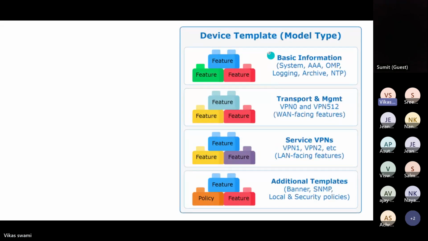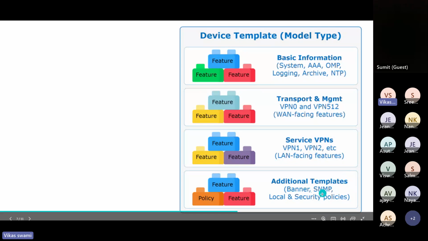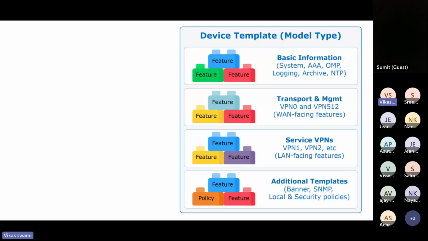So a device template is nothing but multiple feature templates combined into one device template. So you will have small features. You can choose which feature you want. I may not want some of the features, so I can skip those, right? So if you don't want a banner, you don't want SNMP, you want all the default policies for this. Some items are mandatory, some are optional, right? So you choose mandatory and you leave the optionals, as simple as that.